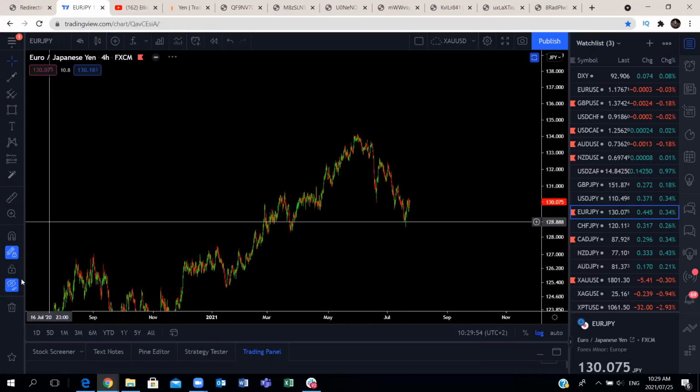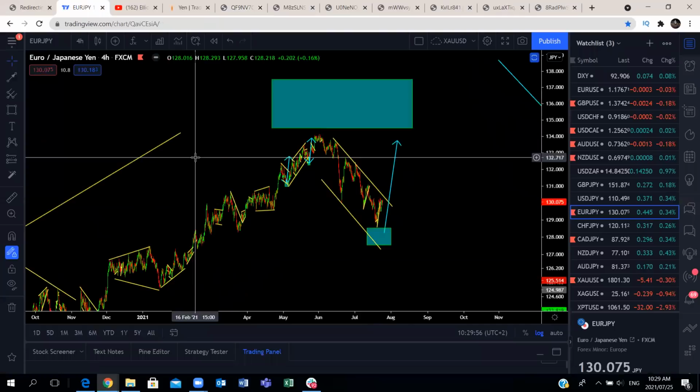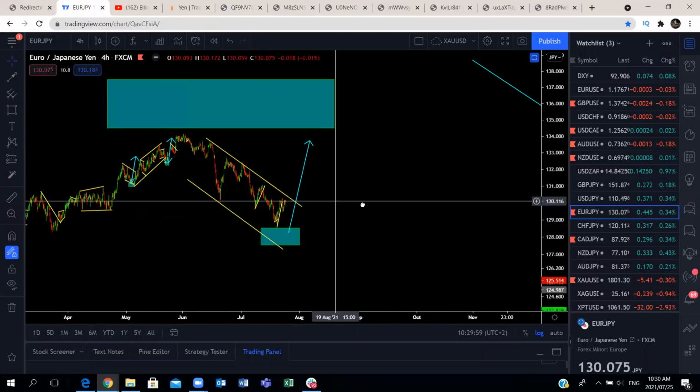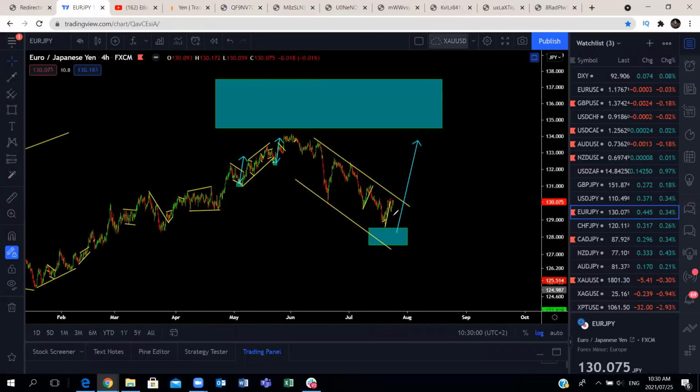So euro yen, we reverse from the blue box, inch perfect, not a peep lower, not a peep higher than the blue box. We are now currently here. So expect a bit of a push to the upside before any pullback for more upside on euro yen.